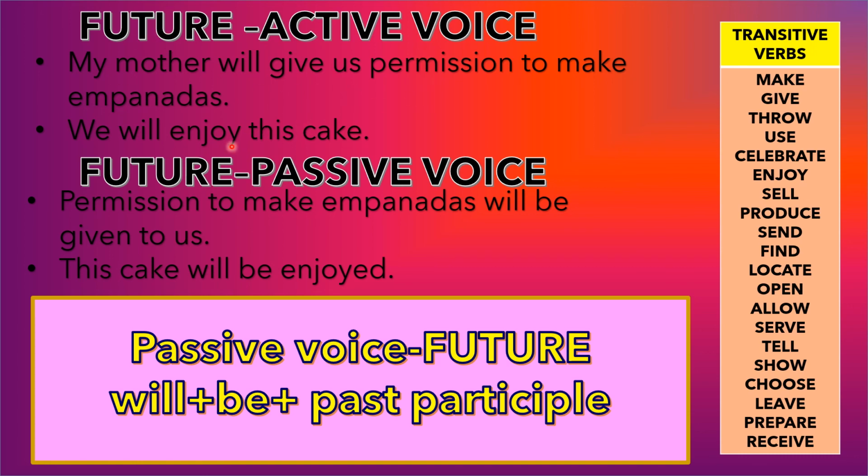My mother will give us permission. Okay, so we can change it. Permission to make empanadas will be given. Will be, past participle of give, given. We will enjoy this cake. This cake will be enjoyed. Now, in passive voice, it's not always important or necessary to mention the agent. When you use a by phrase, like by Pedro, it's not always important. But sometimes if you want to mention it, there are certain rules for when you mention it and when you don't. But right now, let's just focus on learning passive voice.